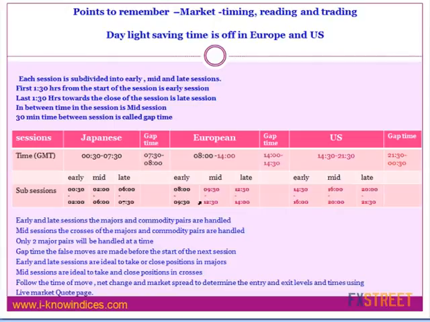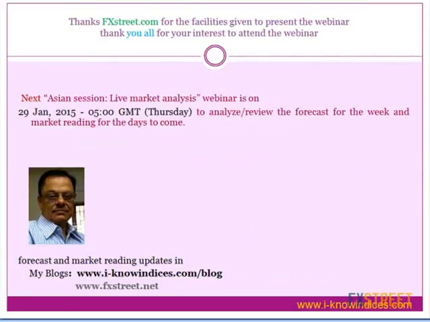So follow the session timings. In the early and the late sessions, we try to focus on the majors to take positions and close positions. And during mid sessions, take in the Japanese mid session your position in yen crosses or European crosses and book profit during the European mid session. Similarly, in the European mid session, you take a position and close it during the US mid session. That way, if you try to focus on trading in the case of crosses, you will be able to make some substantial money from the market.